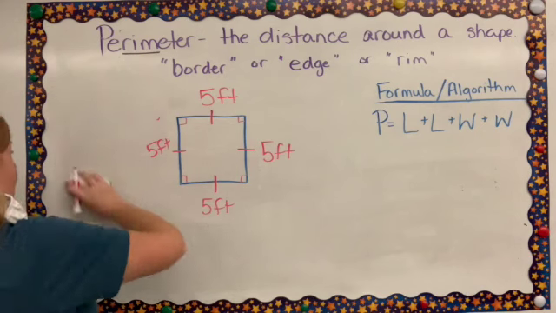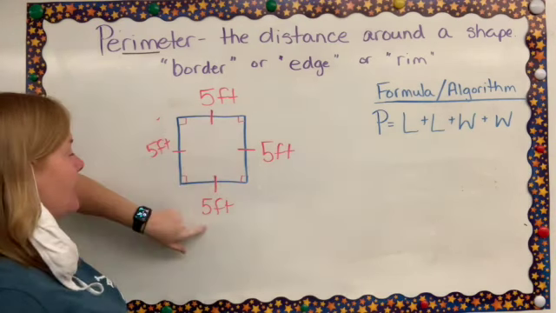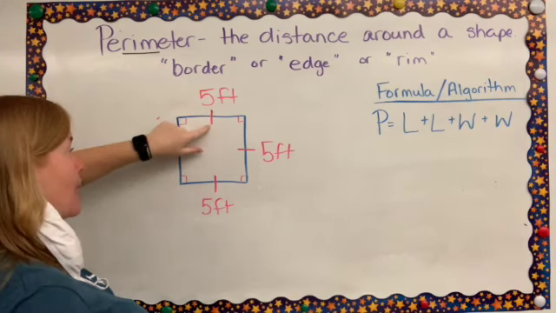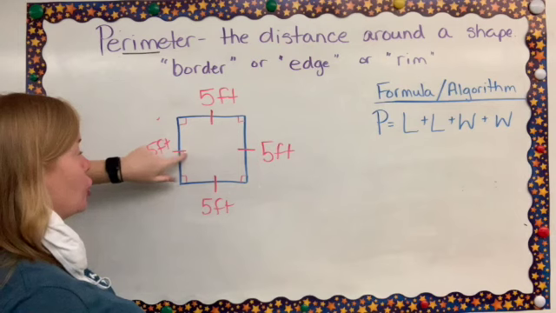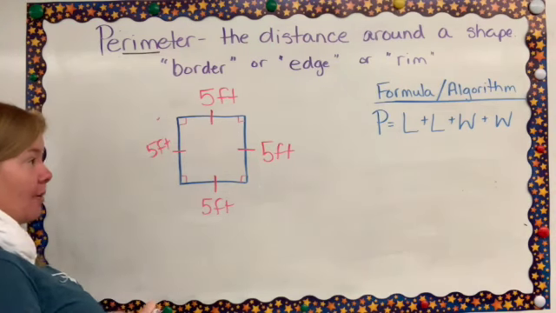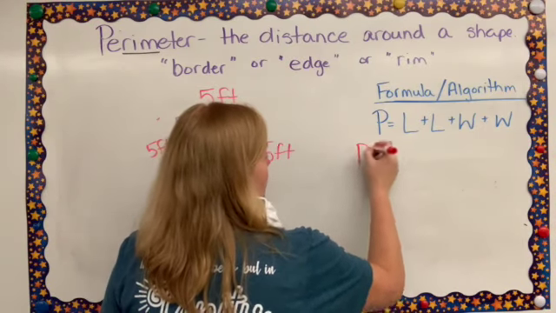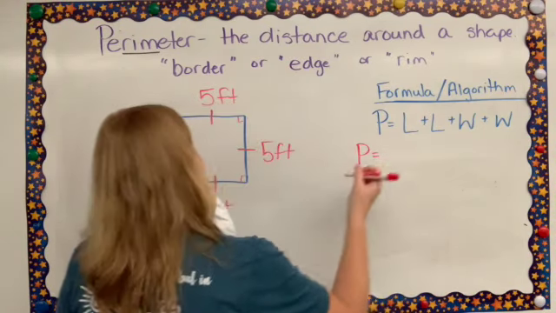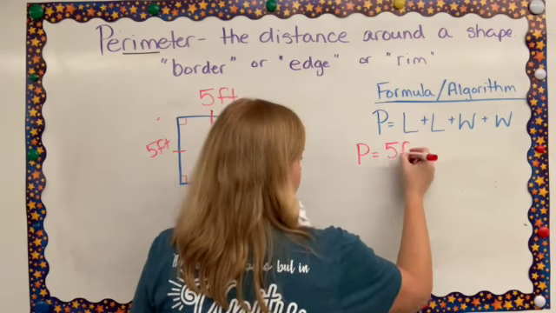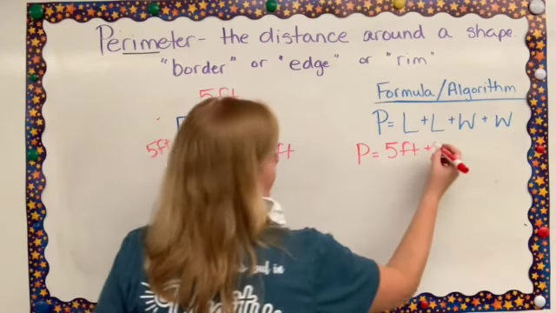So when I'm dealing with a square, I'm going to be using the same exact number. So if they only give me one number and you see these little lines right here, it means that it's a square and all sides are equal. So I'm going to come over here to my formula and I'm going to plug it in. Perimeter equals length. My length is 5. Plus my other length is 5.